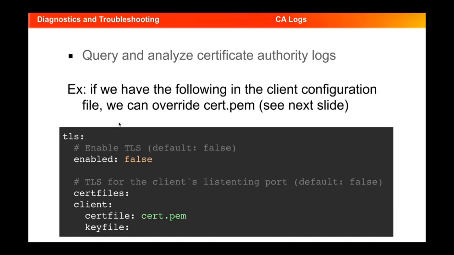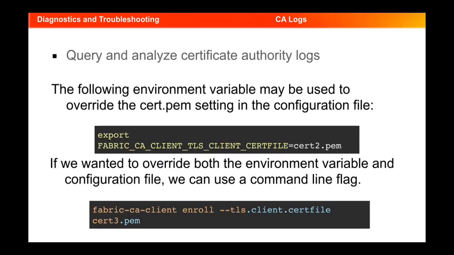Now let us look into what that precedence means. If we have the following in the client configuration, as you can see here, you have a configuration file to enable TLS, but at this point it is disabled. Now you have one field over here, which is cert file, and you are giving an input, which is cert.pem. So this is happening at a file level. The file level is the least preference level, which we have seen.